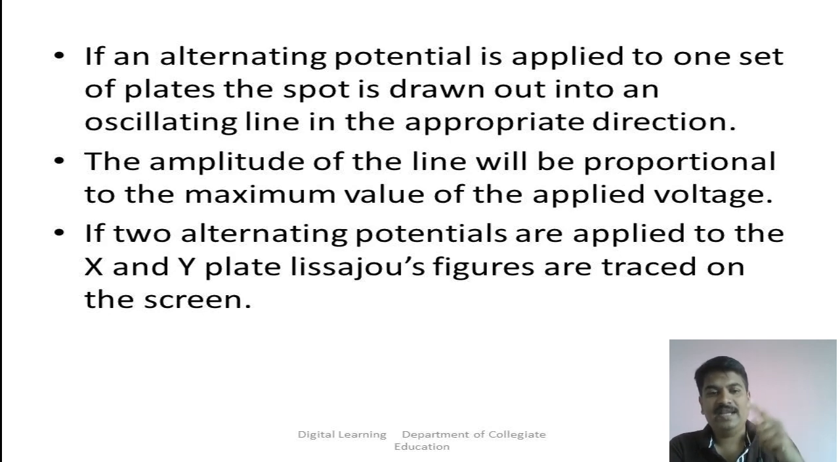It is in the form of an ellipse, or a figure of 8, or in the form of 3 loops. Of course, you will have a horizontal infinity symbol, horizontal 3 loops, horizontal 4 loops, and so on. These are the Lissajous figures which we get on the fluorescent screen, provided you give different alternating potentials to the different X and Y plates of the CRO.